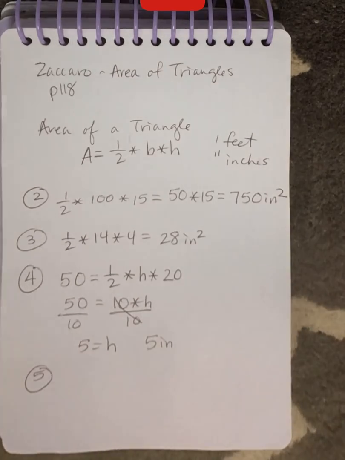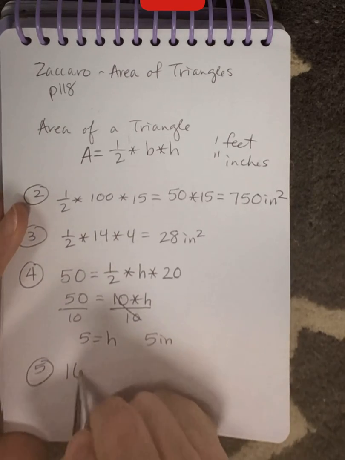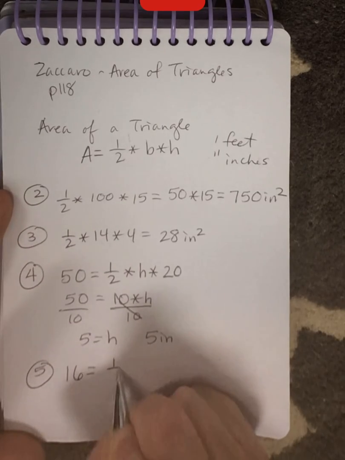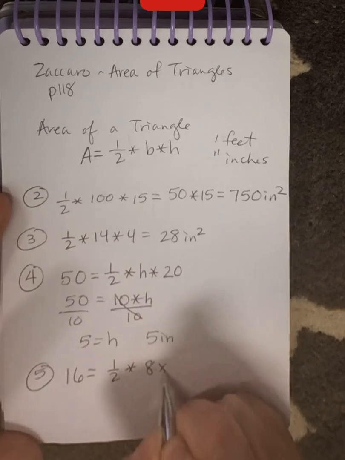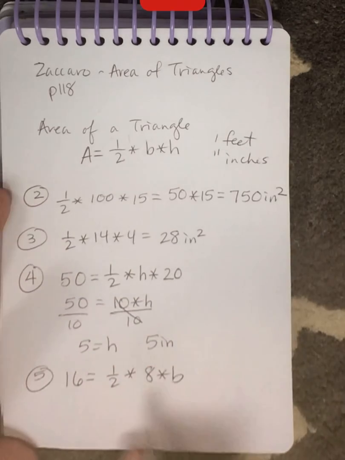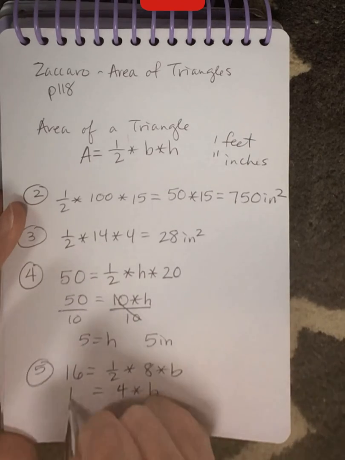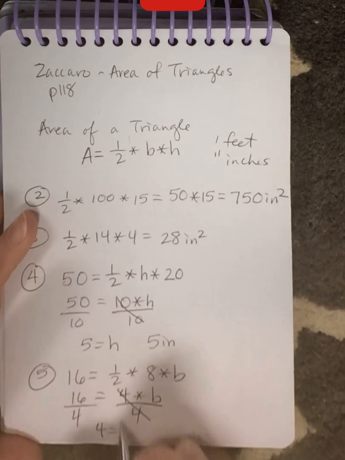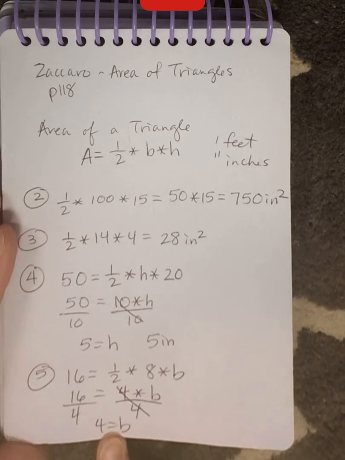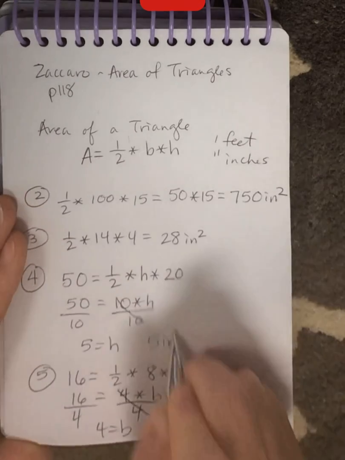Number 5, what is the base of a triangle with a height of 8 feet and an area of 16 square feet? So I'm going to have 16 equals 1/2 times 8 times the base. So I'm going to find half of 8 right away, which is 4. I'm going to divide both sides by 4. So 4 equals my base. And again, the measurement of the base is a measurement of length, so it is not a squared unit.